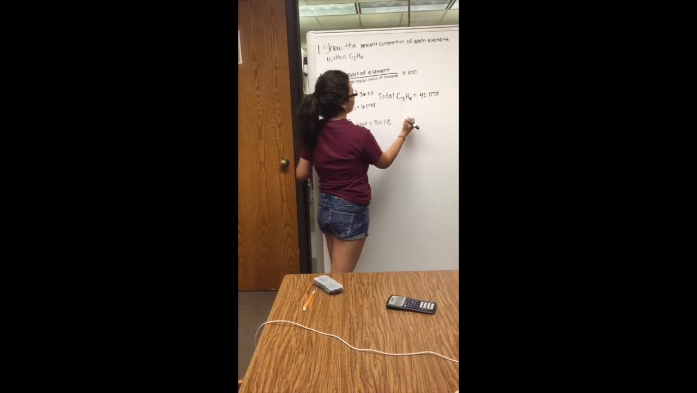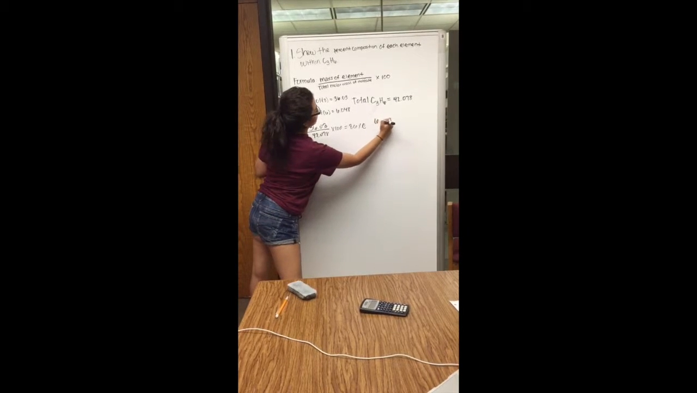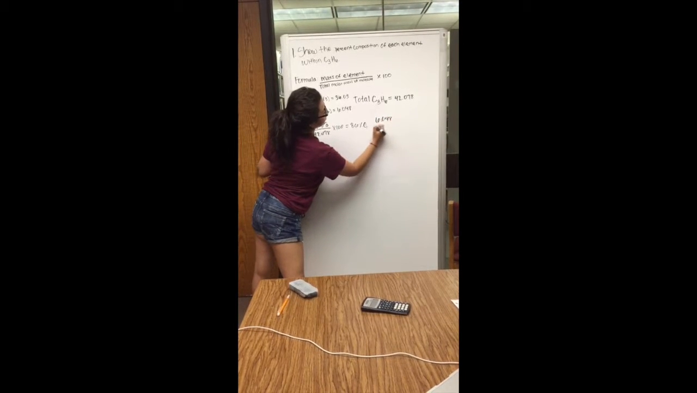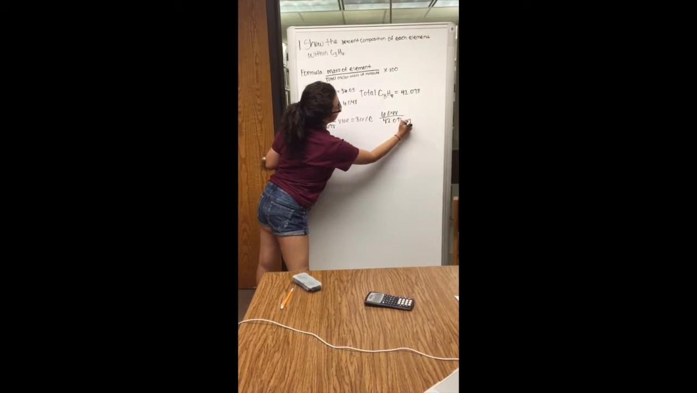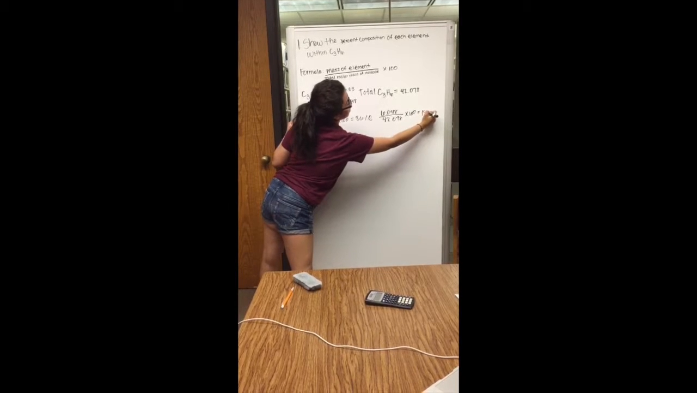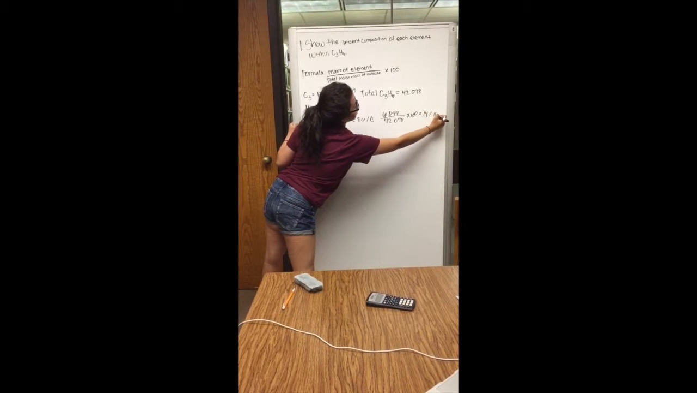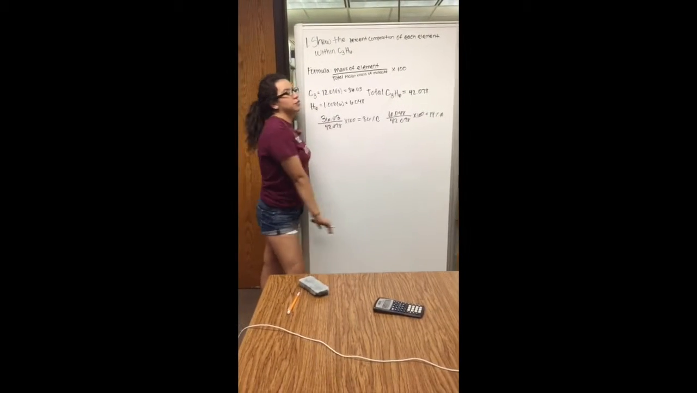And then for hydrogen, you would divide 6.048 again by the 42.078 times 100, which would give you 14% hydrogen. And if you add the 86 and the 14, it should give you 100%.